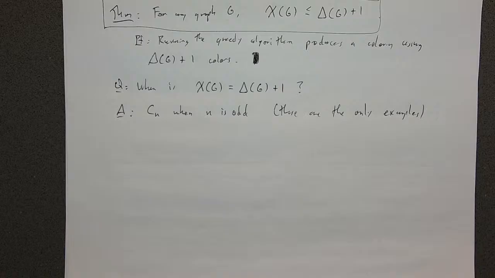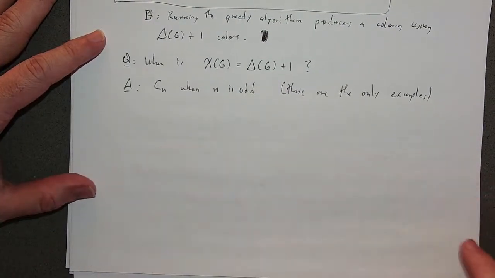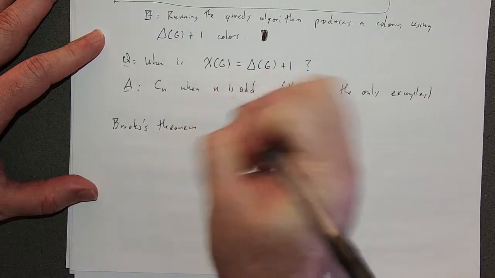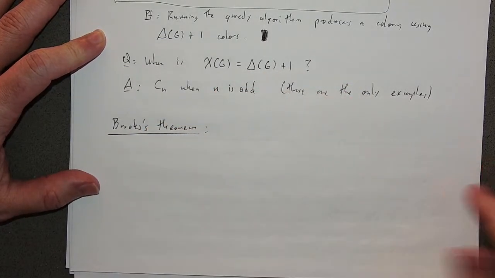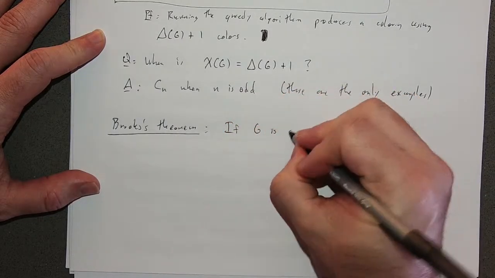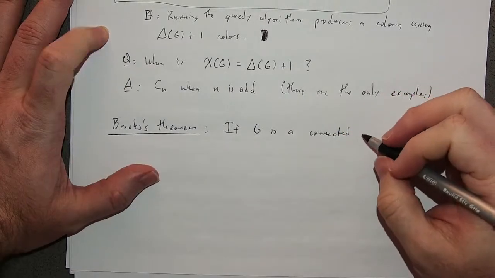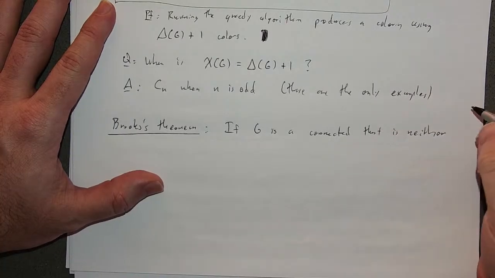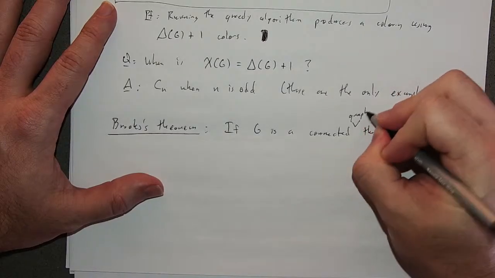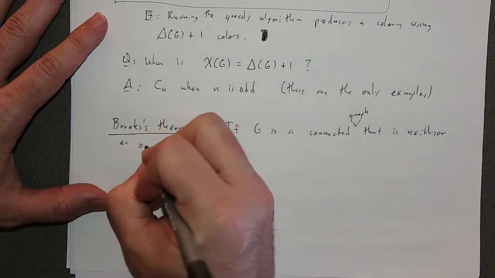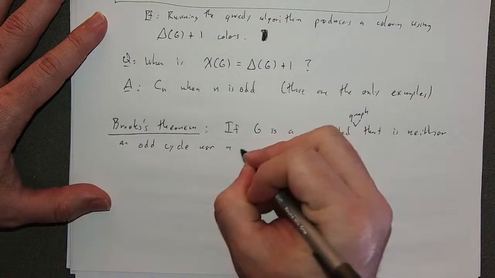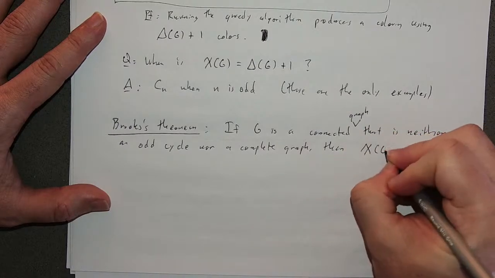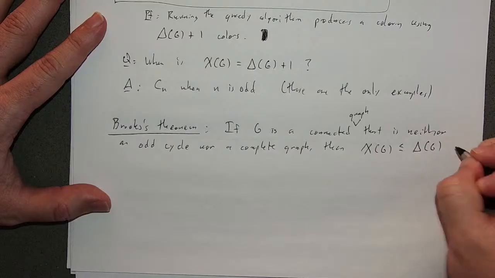Okay. So this is a result of the following. This is a case of what's called Brooks's theorem, which says that if G is a connected graph that is neither an odd cycle nor a complete graph, then the chromatic number of G is actually less than or equal to the maximum degree of G.